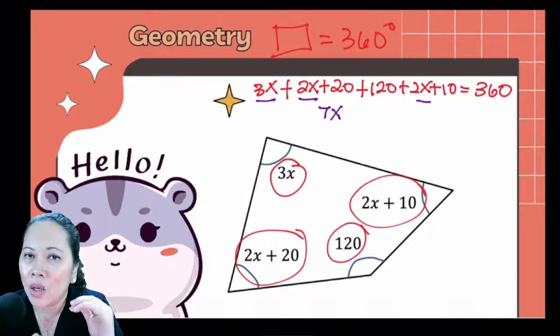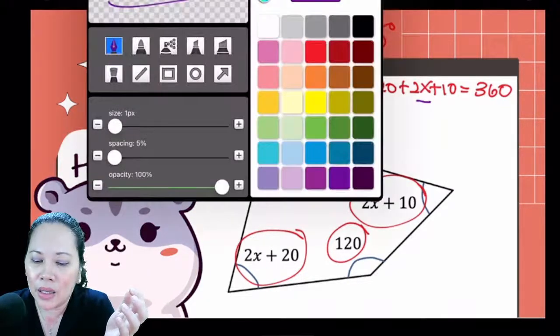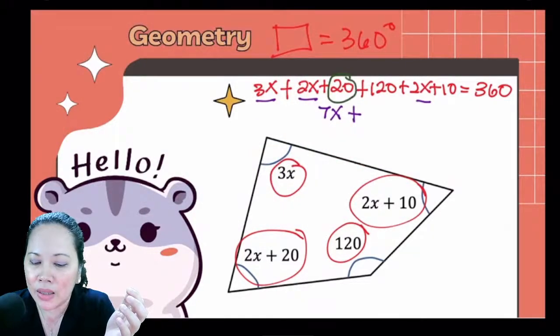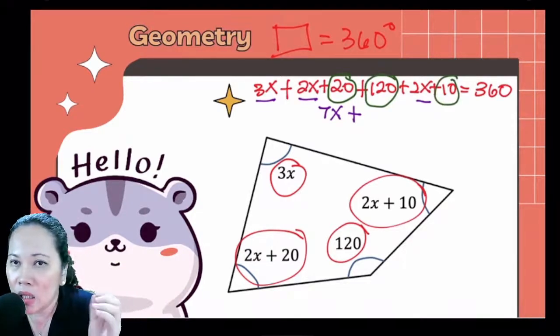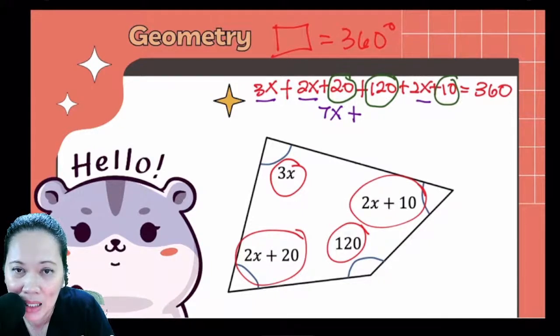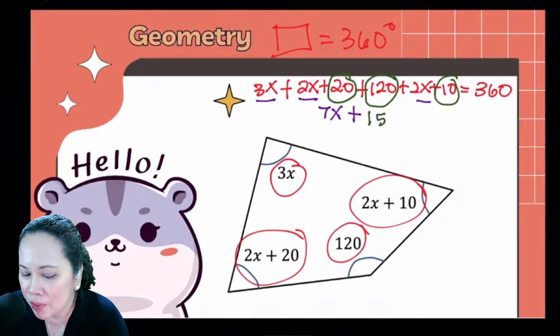Okay, what's the next term that we have? So that's plus. I'll change again the color of my pen. 20 plus 120 plus 10. So we have 20 plus 120, that's 140, plus 10 will be 150. So plus 150 equals 360.